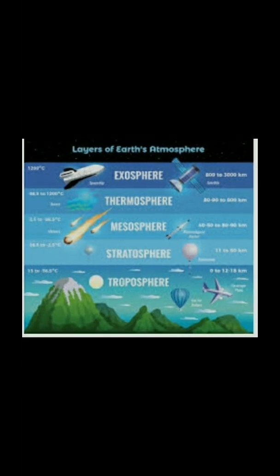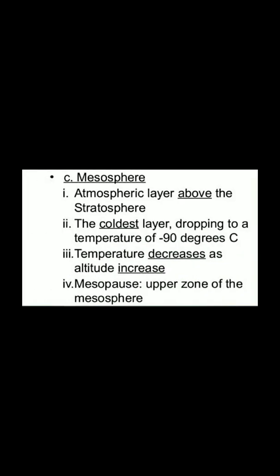Okay, a very important question: the mesosphere is very important for earth's protection. As we all know, the mesosphere burns up most meteors and asteroids before they are able to reach the earth's surface. Some more characteristics of the mesosphere: it is the coldest layer, dropping to a temperature of minus 90 degrees Celsius. It is the atmospheric layer above the stratosphere. Temperature decreases as altitude increases, similar to the troposphere. And the upper zone of the mesosphere is the mesopause, which we have discussed just now.